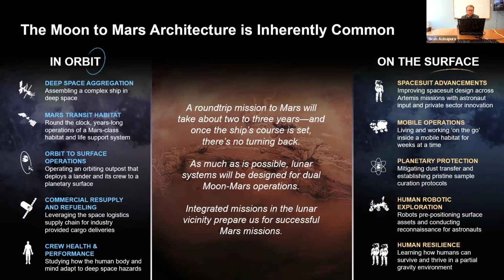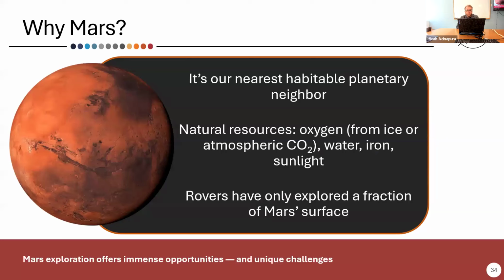A round trip mission to Mars is going to take somewhere between 2 to 3 years. As much as possible, we want to design our moon systems to prepare us for going to Mars. And so these integrated missions in lunar vicinity can really help prepare us for Mars, and really it's essential. But then the question is, well, why Mars? Well, it's our nearest habitable planetary neighbor. It's got a lot of natural resources, oxygen, we can extract from ice or even atmospheric CO2, water, iron, sunlight. And the rovers that are there have only explored a fraction of Mars's surface. There's immense opportunities along with immense challenges.